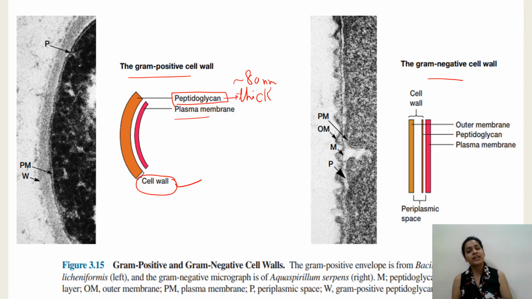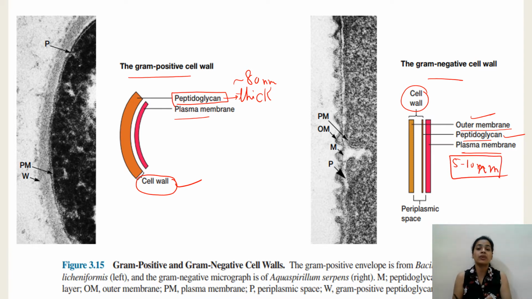Okay, apart from that, if we talk about gram-negative bacteria, we can see that there is a plasma membrane, the pink colored one. Then we have a peptidoglycan layer, and outer to that we have another layer known as the outer membrane layer. So in the gram-negative bacteria, the cell wall consists of the outer membrane as well as the peptidoglycan layer. But you can see here the peptidoglycan layer is very thin. It is around 5 to 10 nanometers thin, just 5 to 10 nanometers, the thickness of the peptidoglycan layer present in the gram-negative cell wall.